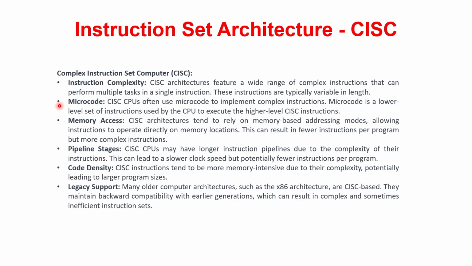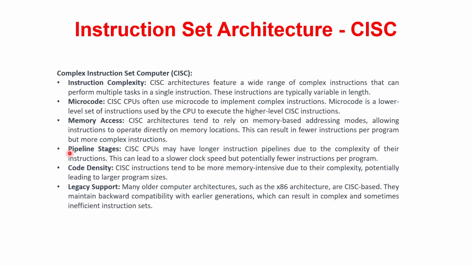Third is memory access. CISC architectures tend to have memory-based addressing modes, allowing instructions to operate directly on data in memory. This can result in fewer instructions per program, but makes each instruction more complex. Fourth is the pipeline stage. CISC CPUs may have longer instruction pipelines due to the complexity of the instructions, and this can lead to slower clock speed but potentially fewer instructions needed to complete a program.